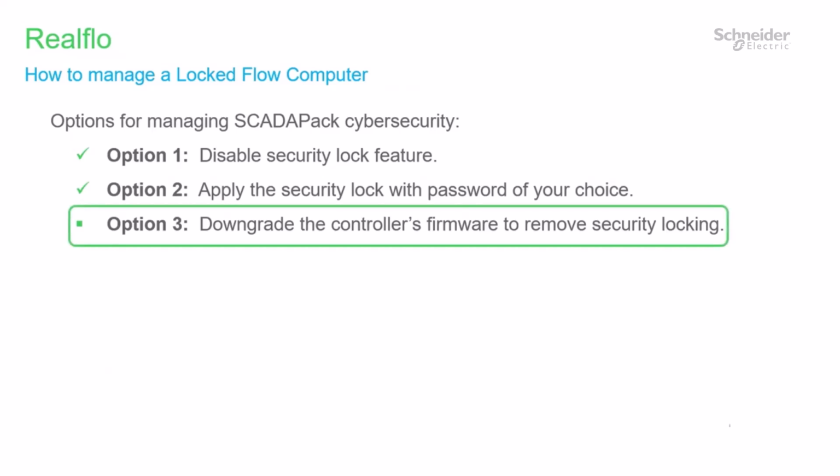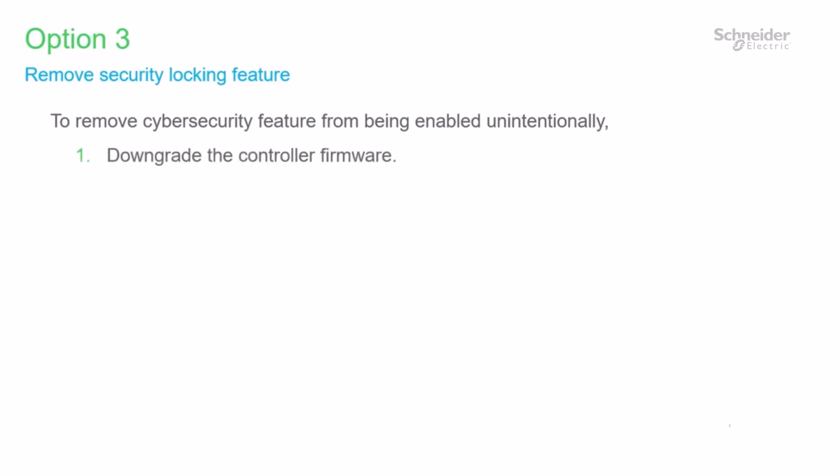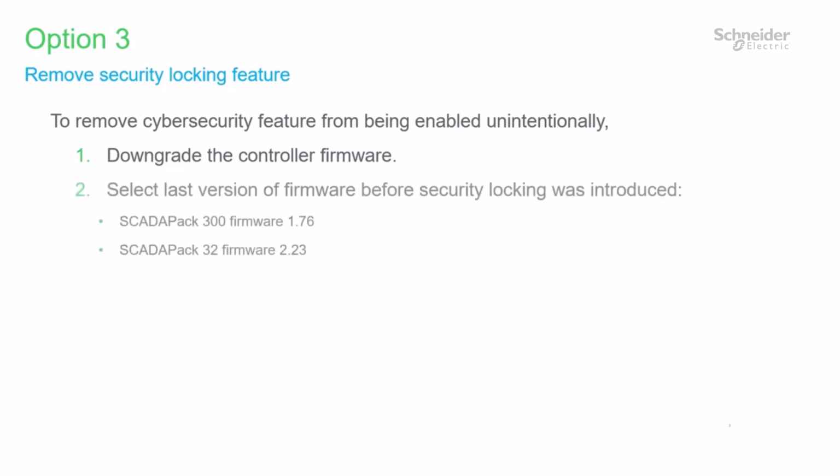Let's look at the last option now. Remove the cybersecurity feature from being enabled on the SCADAPack in the future. Replace the controller firmware with the last version before security locking was introduced for your controller type. Note, though, that this option may be helpful in the short term, but downgrading firmware means you're choosing not to take advantage of any improvements, fixes, or new features associated with maintaining up-to-date firmware.